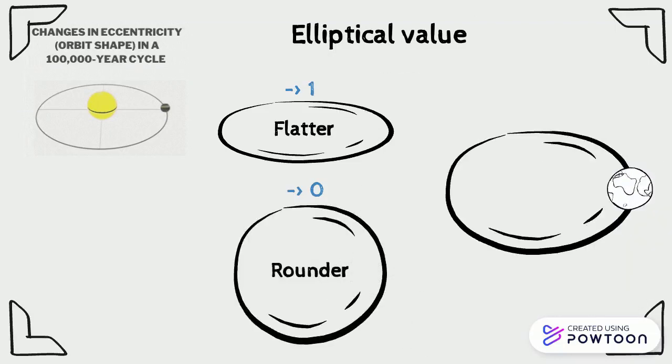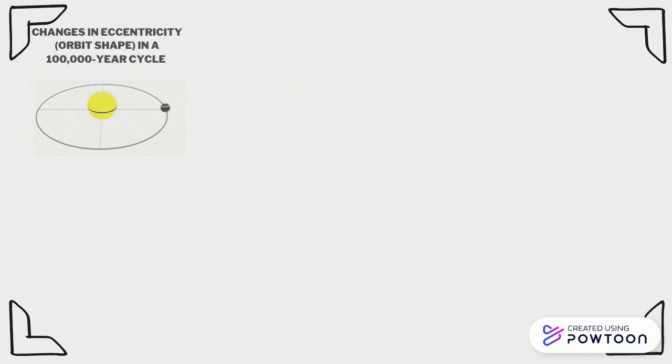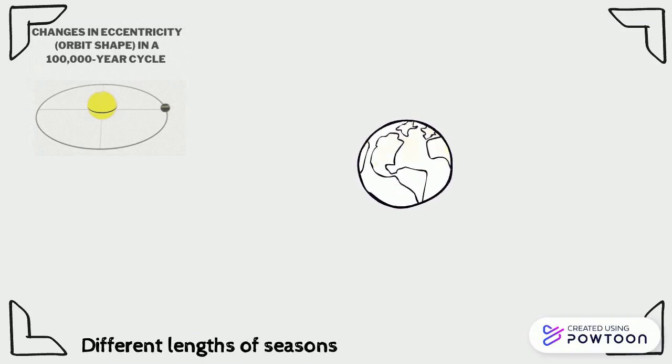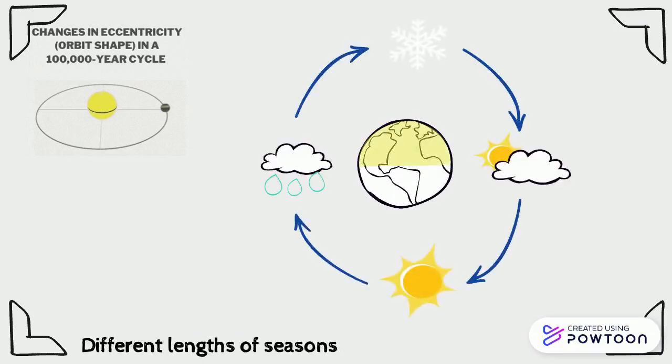Earth's orbit has a value of 0.0167. Eccentricity is the reason why the seasons have different lengths. In the northern hemisphere, the summers are approximately 4.5 days longer than winters, and springs around 3 days longer than autumns. When the eccentricity decreases, the differences will decrease as well.